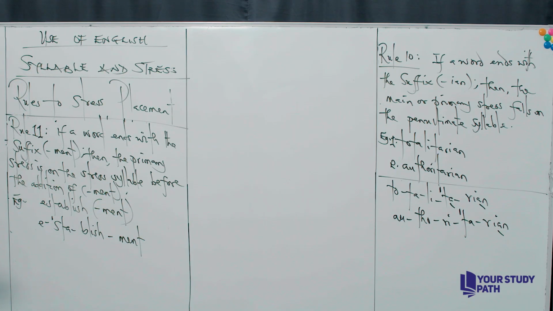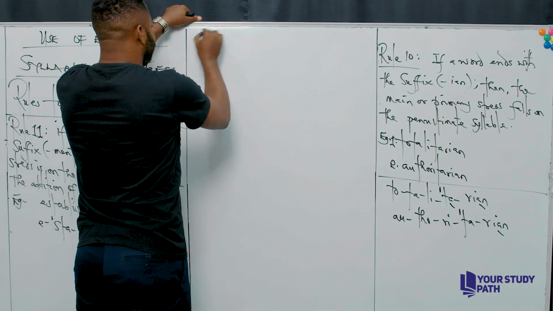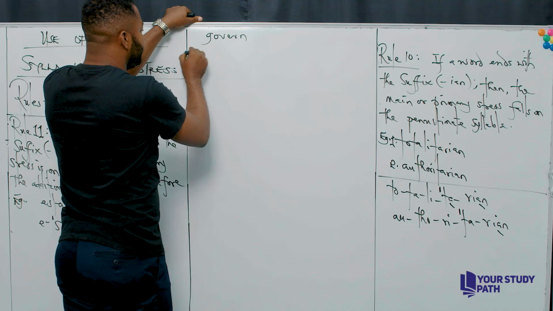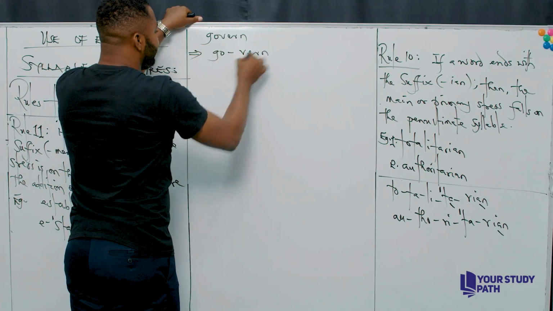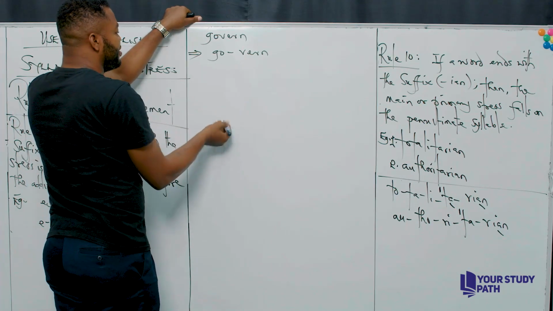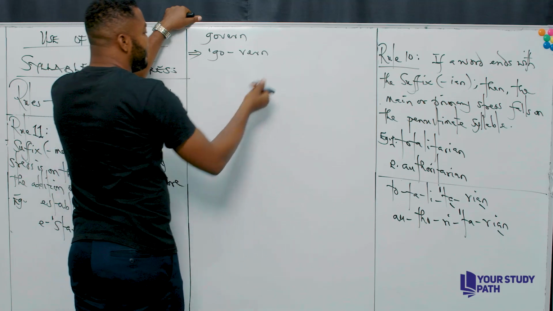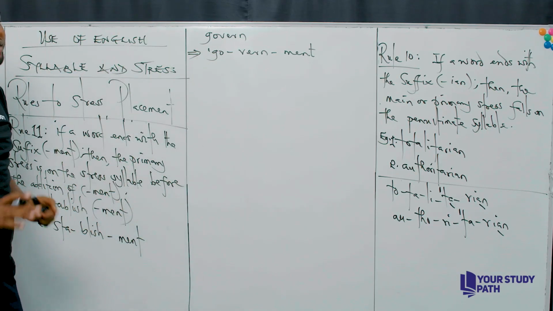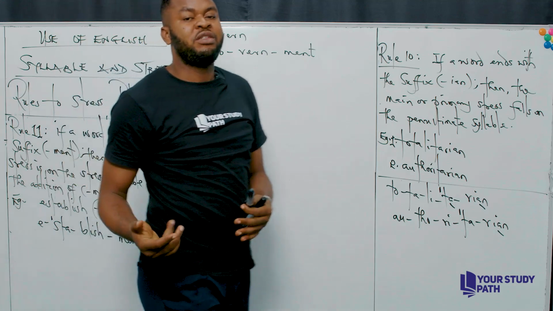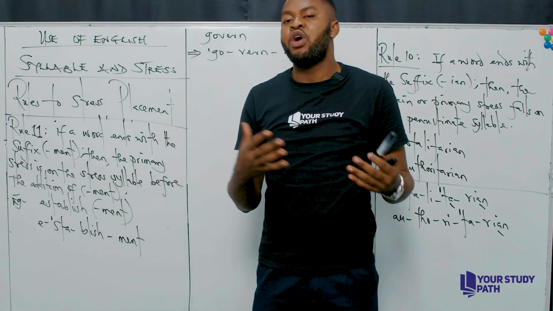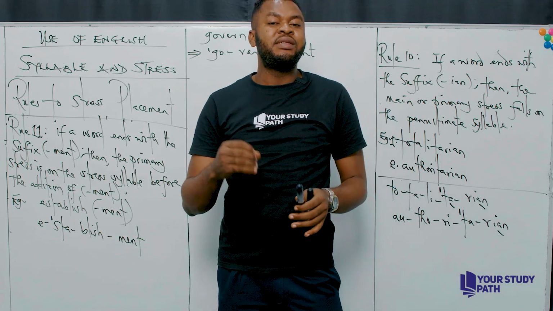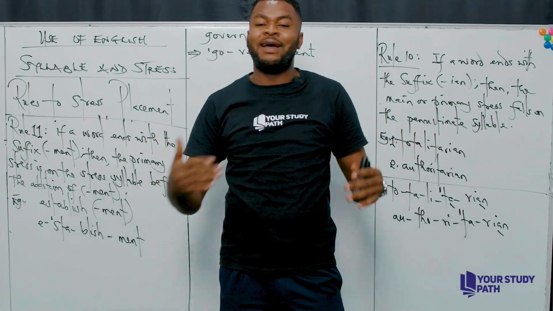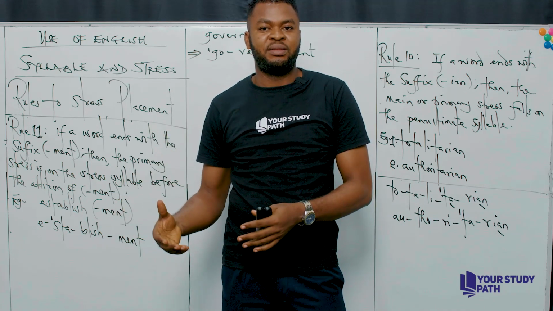That's the logic. Look at govern. The syllabic division here is go-vern. You can see that in govern, the stress is placed on the first syllable. Now, if I add ment to it, the stress will still be placed on the first syllable. That is the rule. So, where the stress falls when the word was shorter, that is in govern or in establish, is still the same syllable in which the stress will fall in a longer version of it, like government or establishment. Is that understood?